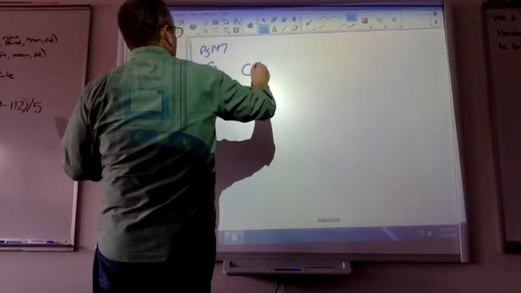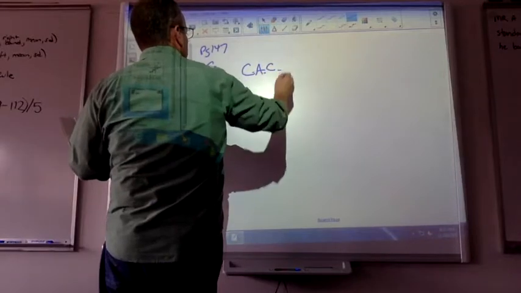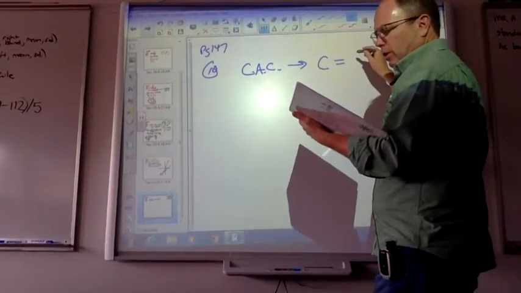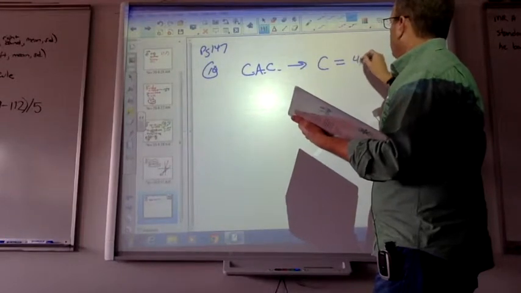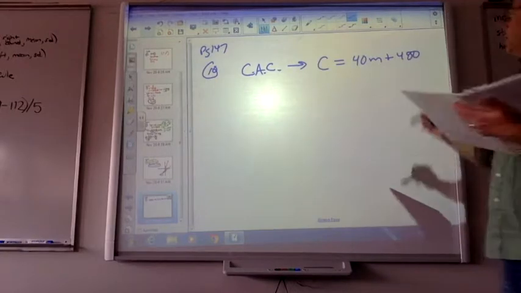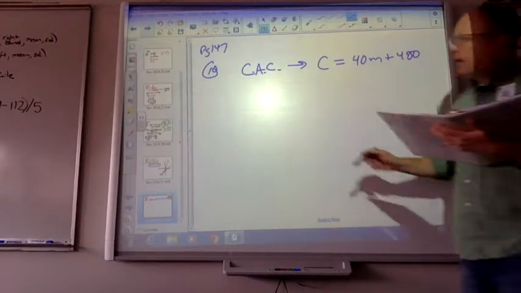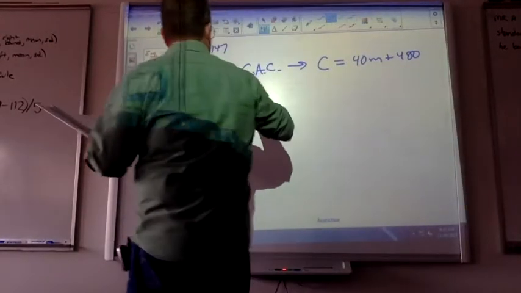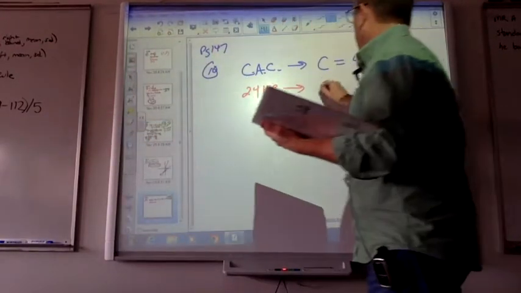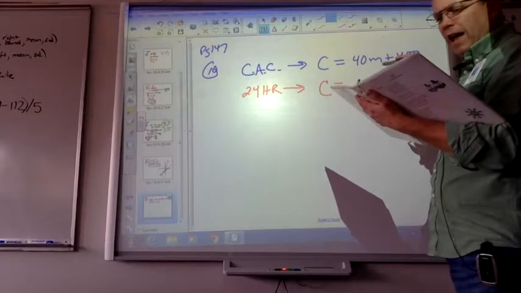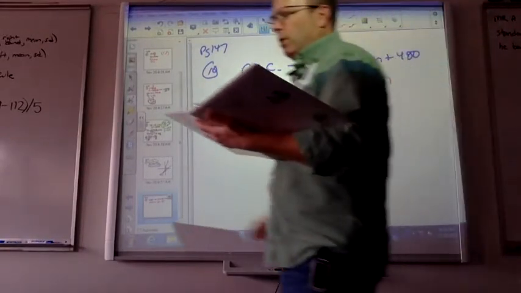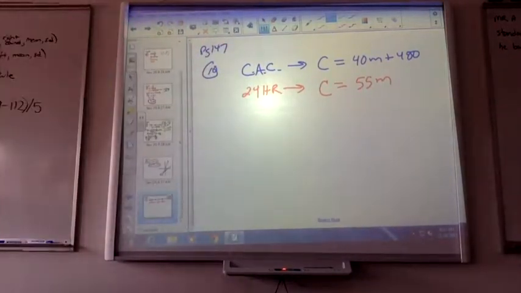So the Colorado Athletic Club, their cost is $40 per month plus $480 that you have to pay. Okay, and then the other one is 24-hour fitness. They charge you just a flat rate of $55 per month with no setup fee. I don't know if this is true or not. They're just making this up.